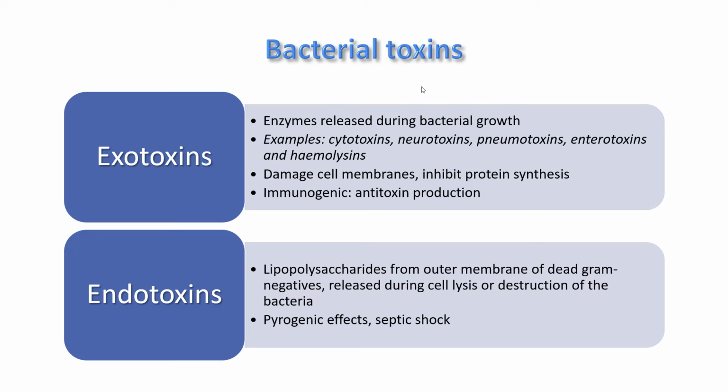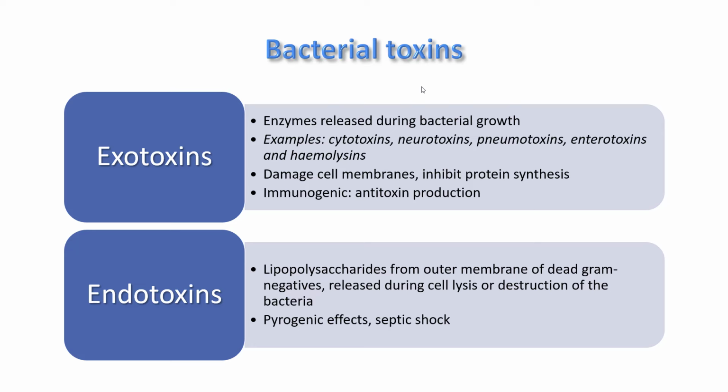Now, bacteria produce toxins, and there are two types of toxins they produce: exotoxins and endotoxins. Now, exotoxins are usually produced by gram-positive and endotoxins usually by gram-negative. Now, the exotoxins are enzymes which are released during bacterial growth. So living bacteria can produce these and release outside. Examples are cytotoxins, neurotoxins, pneumotoxins, enterotoxins, and hemolysins. Actually, the name tells you what these toxins are doing. They can damage cell membrane, they can inhibit protein synthesis, and they are immunogenic, which means our immune system will produce an antitoxin against these exotoxins.